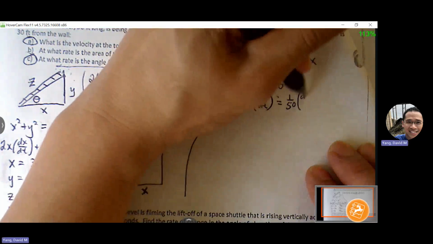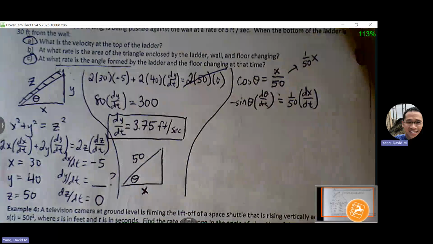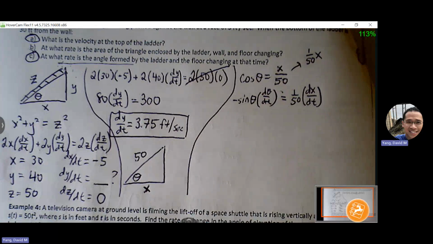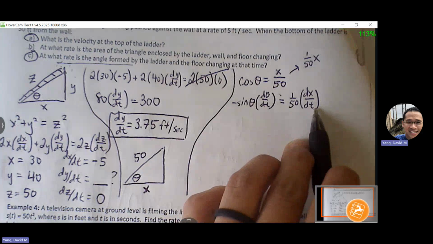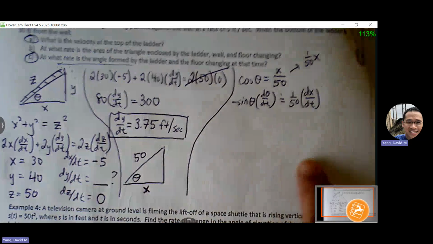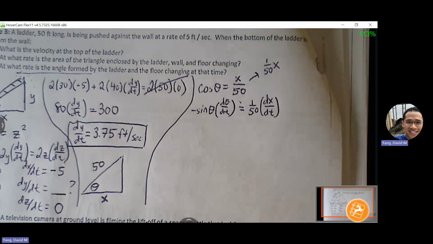Yeah, remember with related rates, we have to do something with the x as well. The x also is getting impacted by time. Okay, so do we have dx dt? Yes, right. So what's the last piece that we need before we can solve for d theta dt?